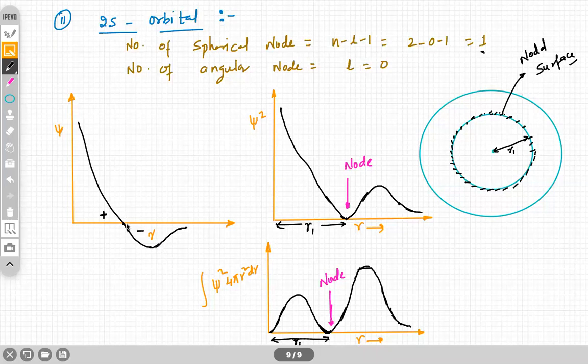But this negative part in terms of probability does not make any sense. That is why we have taken psi square here, so that whatever the negative thing is there, it becomes positive like this.